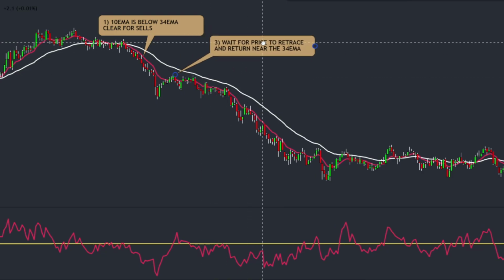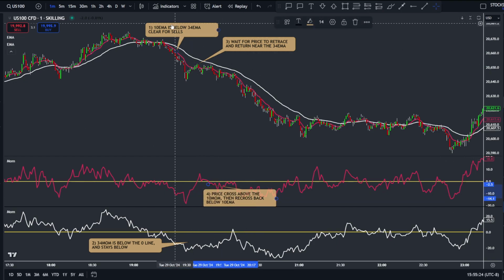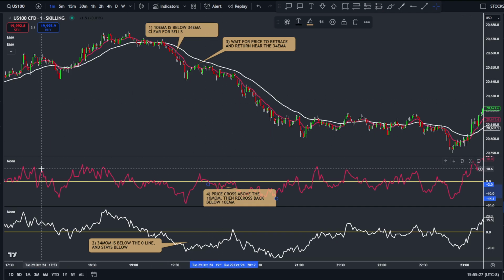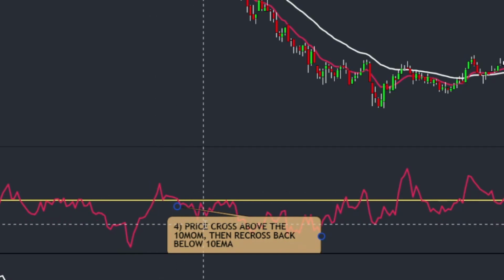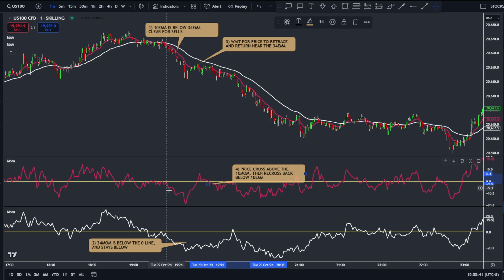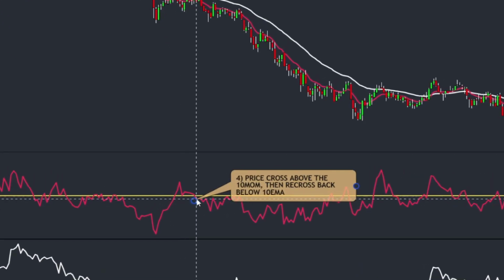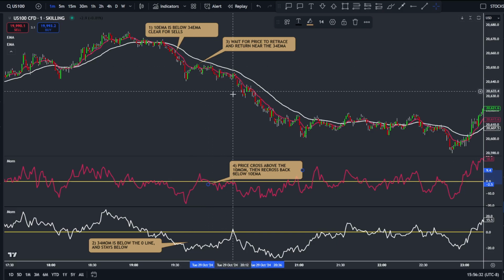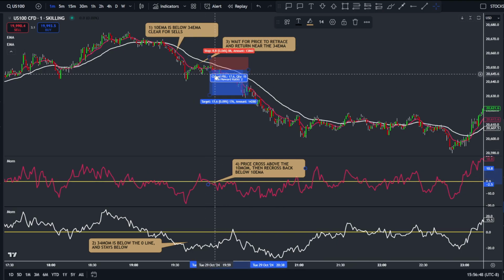Step 3, we'll wait for price to retrace back to or around the 34 EMA. So we get this push, now we're retracing back. Step 4, when this retracement starts to happen, what we want to see on the 10 momentum indicator is price to cross above the 0 line. So that's what we need to identify. When we get this retracement, we look at the 10 momentum indicator and it should cross above. We get the cross above and then it crosses back over it. This signals the trend continuation. So we'll get this cross above and then we cross back below, and that will signal our short entry. When we get this cross here, we'll enter on the market order.